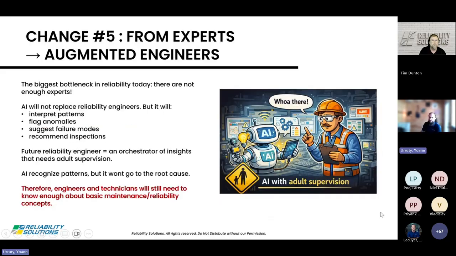Change number 5, from experts to augmented engineers. Tim, what can you tell me about this?